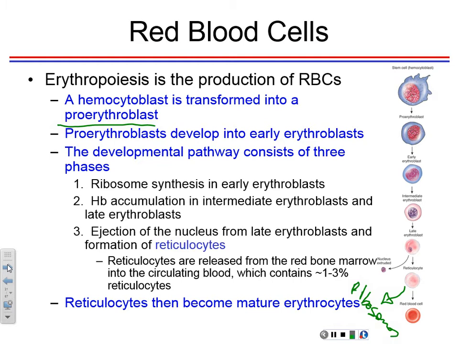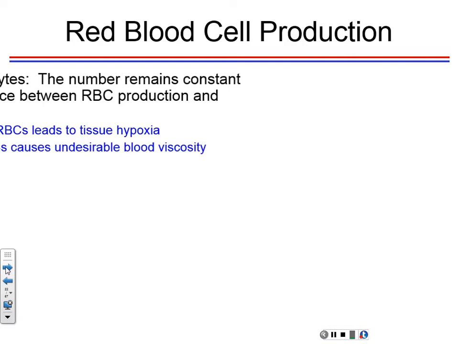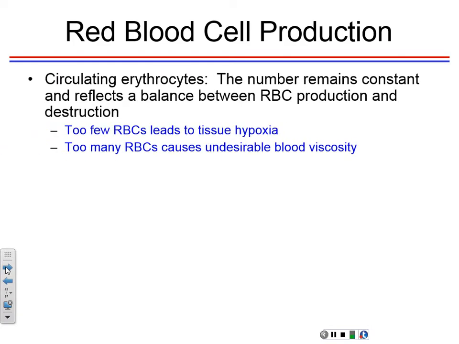Okay, and in the blood circulating, you've got about 3% or so reticulocytes, and most of them are mature red blood cells. But in 120 days, the life cycle of the red blood cell is completed, and then it's broken down. Reticulocytes become erythrocytes, or mature red blood cells, when they lose ribosomes. So these are the circulating erythrocytes, the red blood cells.